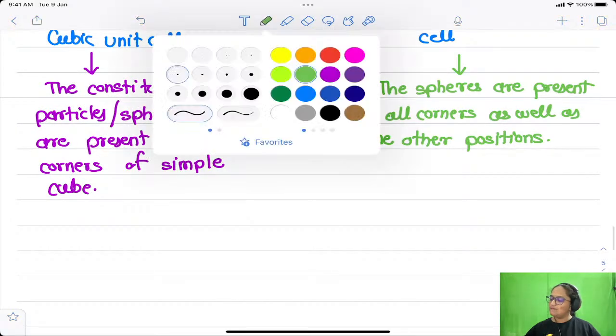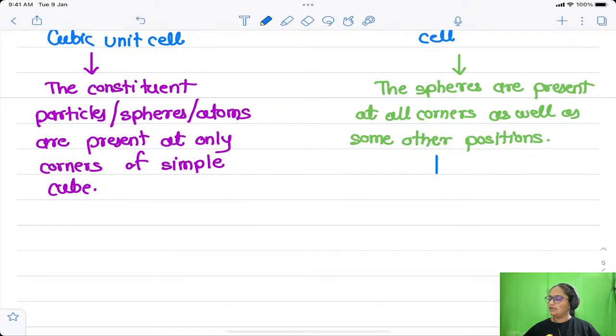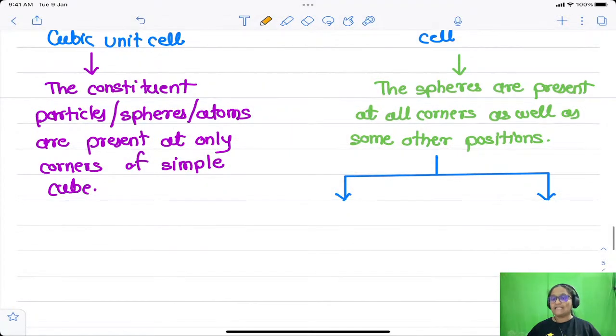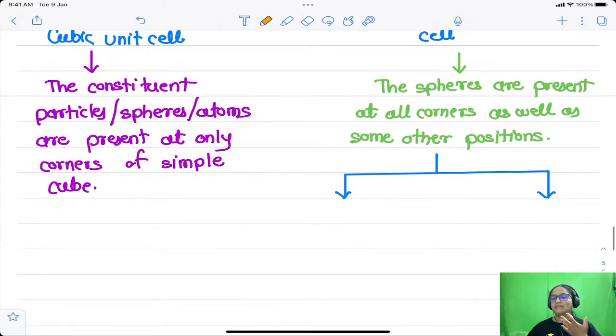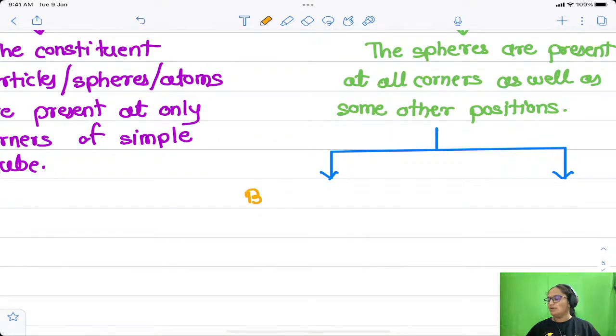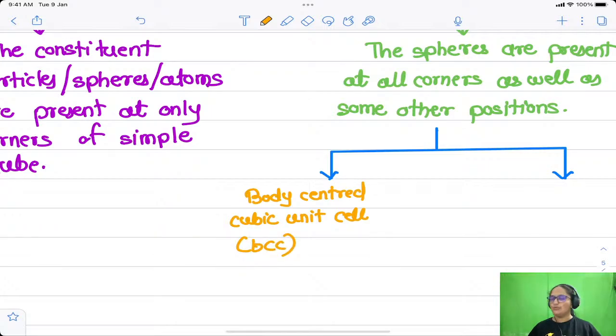Now there are again 2 types of centered cubic unit cell, on the basis of the position of that particular extra atom, not the corner, the extra atom at the other position. So it may be of 2 types. One is called the body centered cubic unit cell, which is abbreviated as BCC.